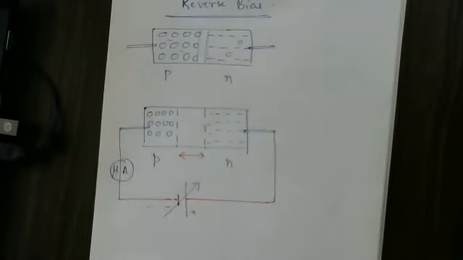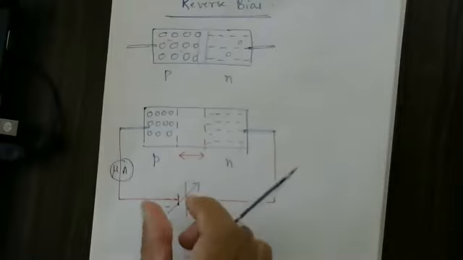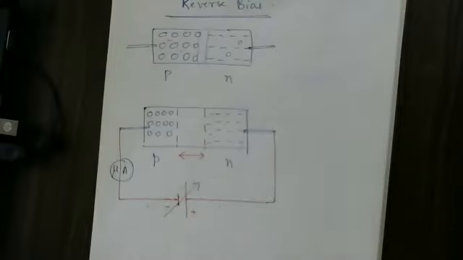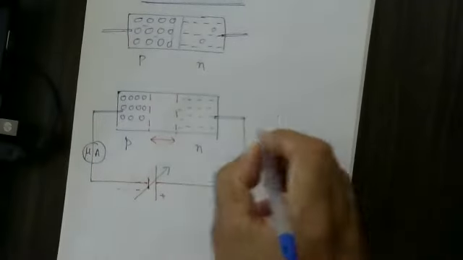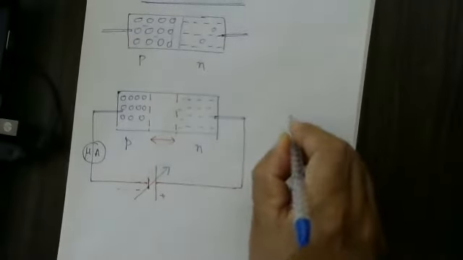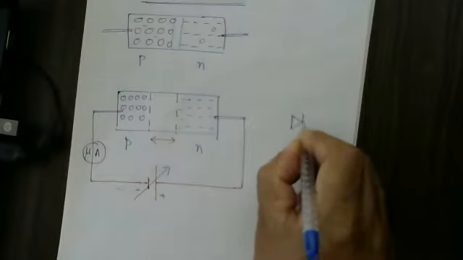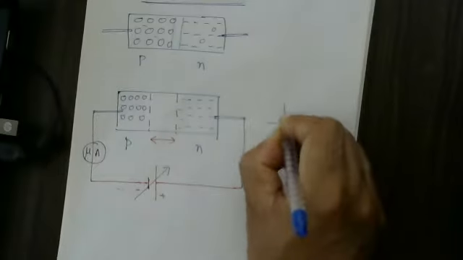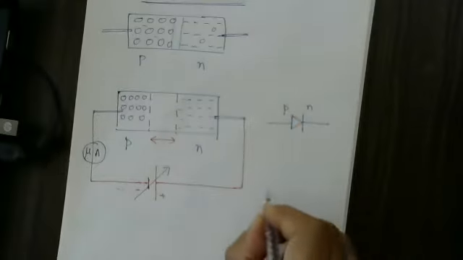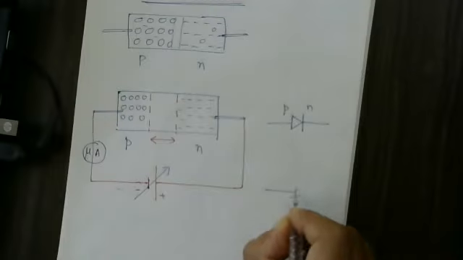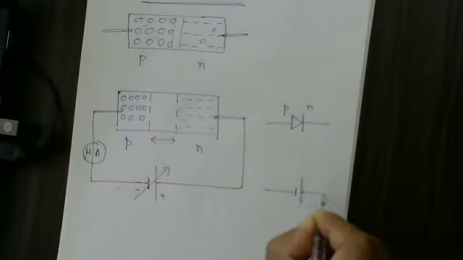This is a variable voltage. Already I told you what this arrow mark indicates: we can increase the voltage or decrease the voltage. Then how are we going to show this in the form of a circuit diagram? So this is P and N. This is P and this is N. This is the negative end of a battery. This is the positive end of a battery.